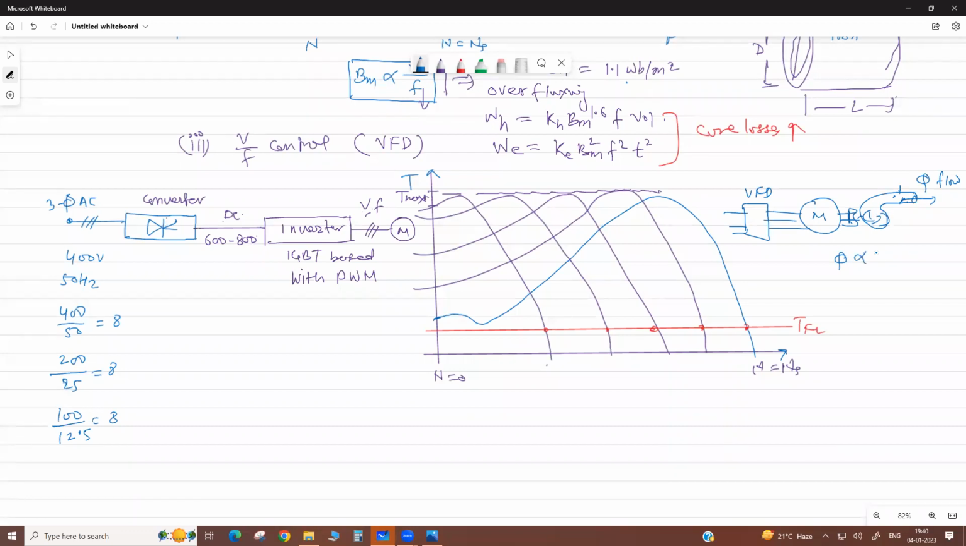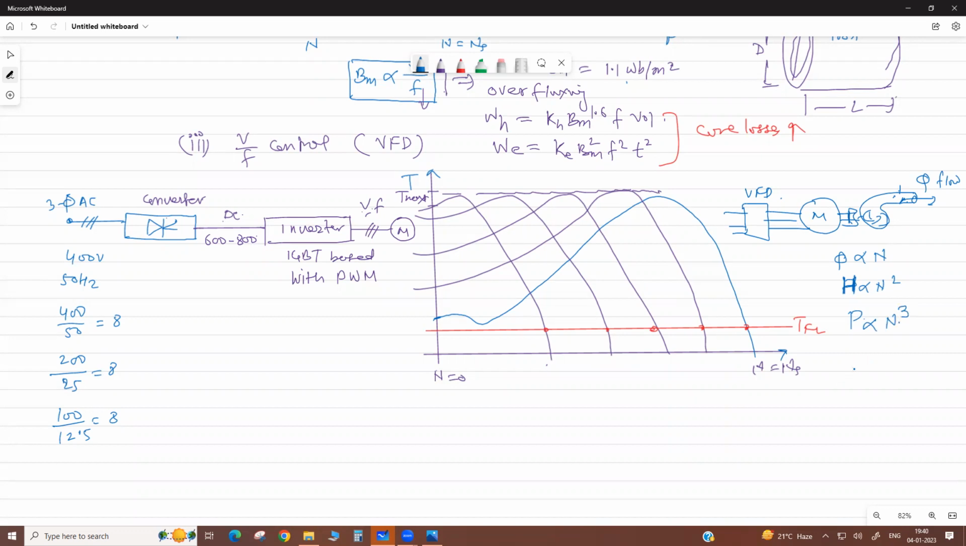It is directly proportional to speed. And the pressure developed here is proportional to N square. This is pressure, meaning pressure head, H, you write. And the power drawn by the motor is directly proportional to the cube of speed.